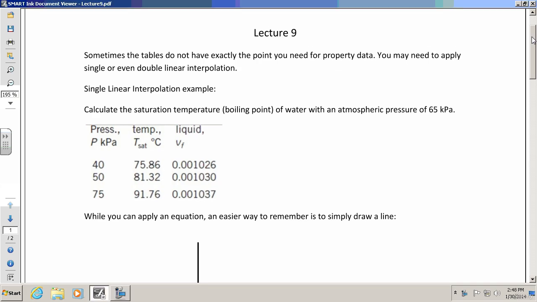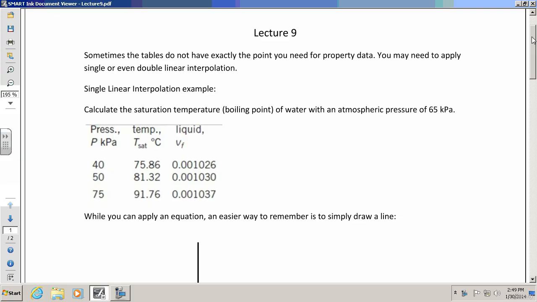Okay, one of the important things that you need to be able to do is read information off the property tables. We all know that, right? Sometimes when you're trying to find information off the tables, it doesn't have exactly what you need, okay? And we may have to do either single or double interpolation, okay? Single interpolation is a lot easier.